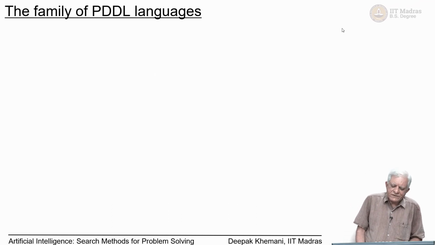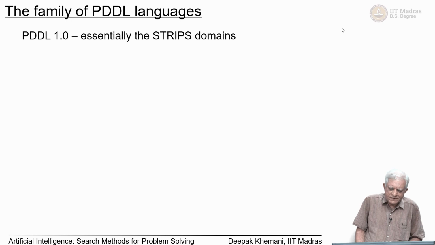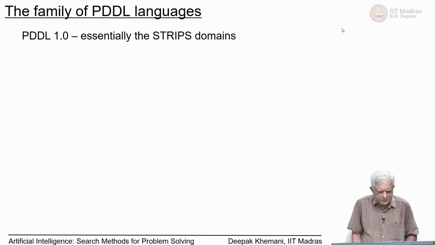So, I said that there is a whole family of PDDL languages that have evolved. Let us look at the names of a few of them. The earliest language was PDDL 1.0, essentially the STRIPS domain. What is the STRIPS domain? If you remember, actions are instantaneous, the agent is the only one that is acting, actions are deterministic, the world is completely known, and that kind of stuff.